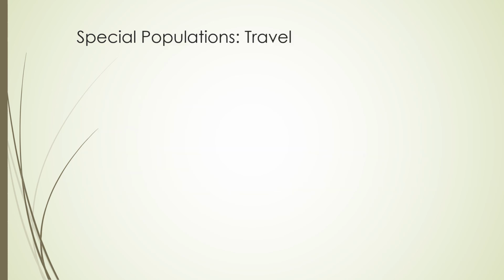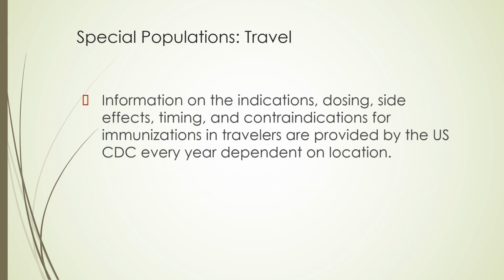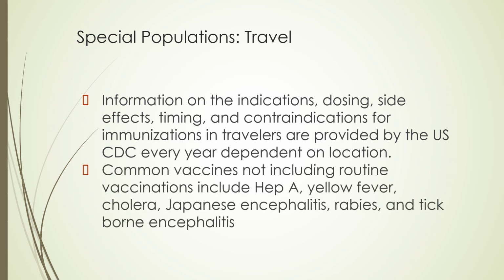So people that are traveling, sometimes they'll receive special vaccines depending on the location that they're traveling to. The CDC every year will update the website that is going to tell you the high-risk vaccines that should be taken before going to certain locations. So other than the common vaccines that we've been talking about, there are vaccines for Hep A, yellow fever, cholera, Japanese encephalitis, rabies, and tick-borne encephalitis. And those would be given depending on the location that you're traveling to.